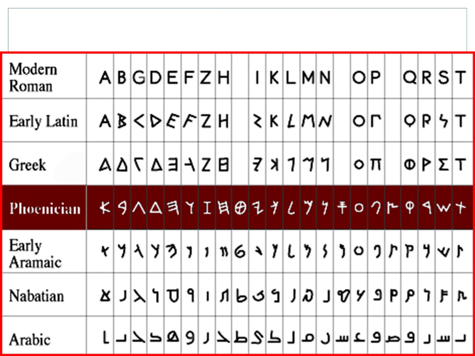They developed in different directions. So this just kind of gives us an idea. And again, each of these correspond with different sounds. That's important to understand.